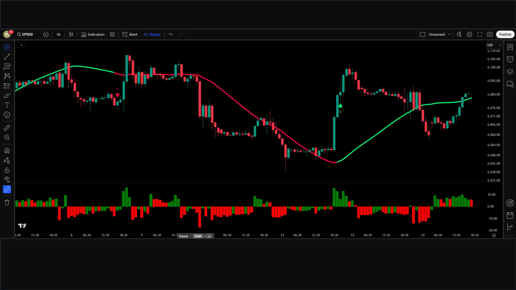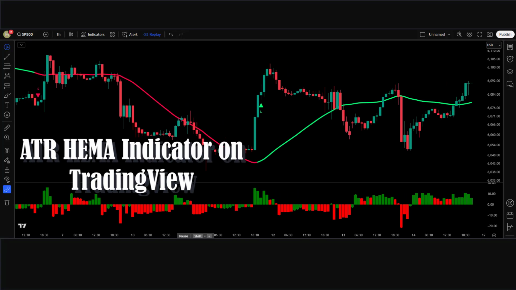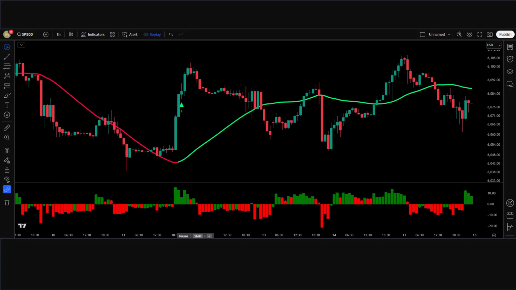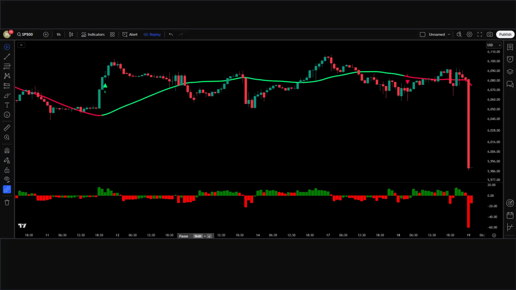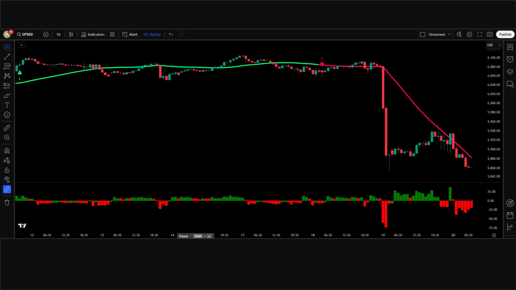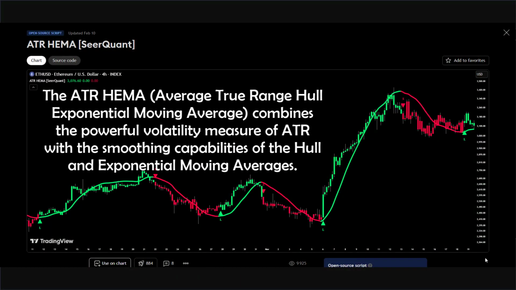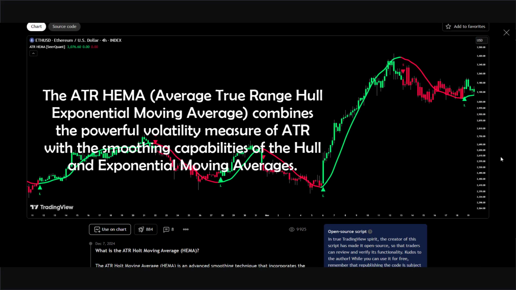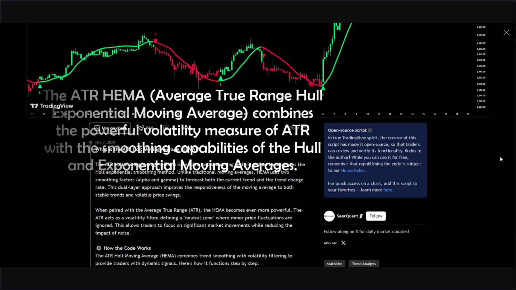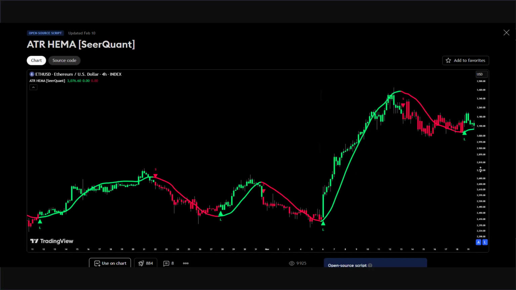In this video, we'll dive deep into the ATR-HEMA indicator on TradingView, explaining its unique features and how you can use it to enhance your trading strategy. The ATR-HEMA, Average True Range Hull Exponential Moving Average, combines the powerful volatility measure of ATR with the smoothing capabilities of the Hull and exponential moving averages.